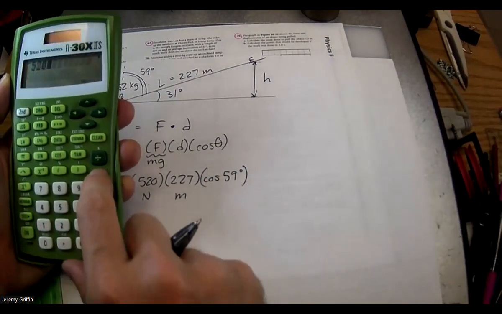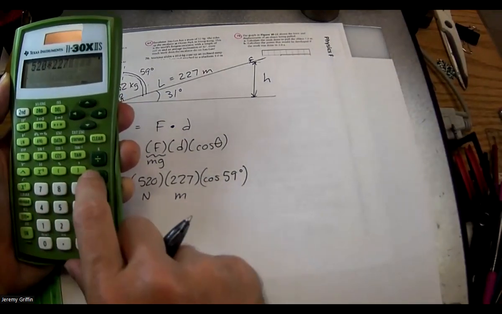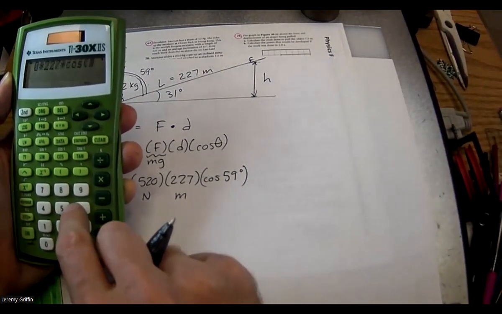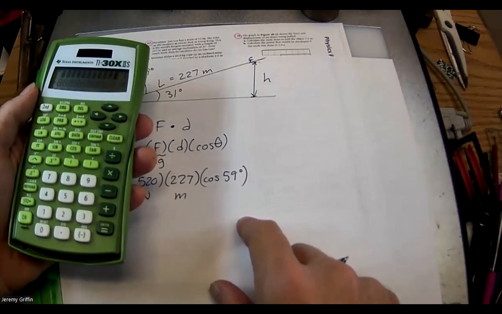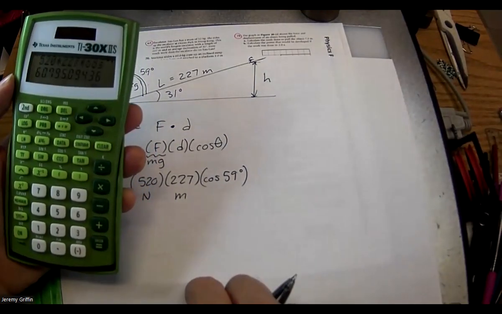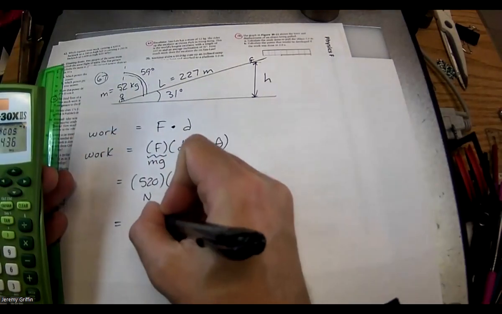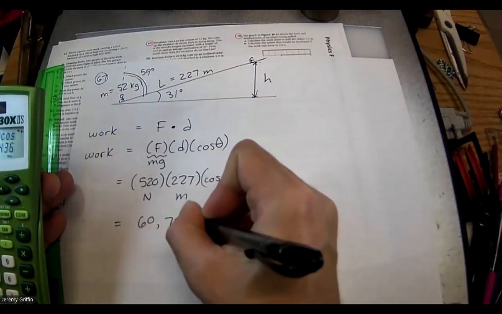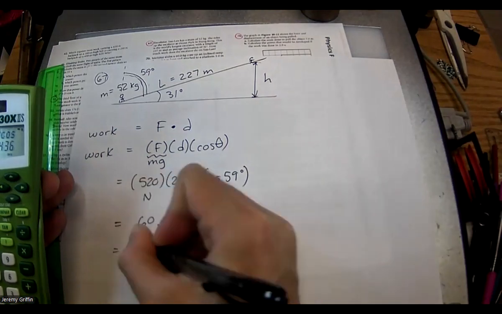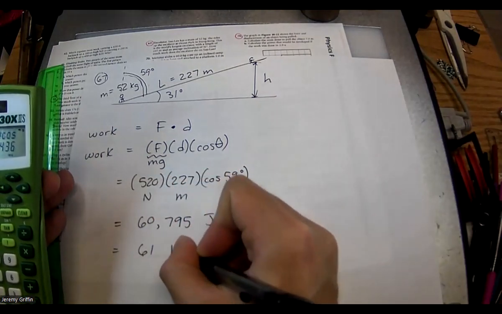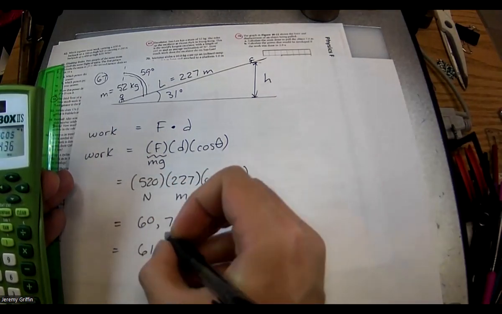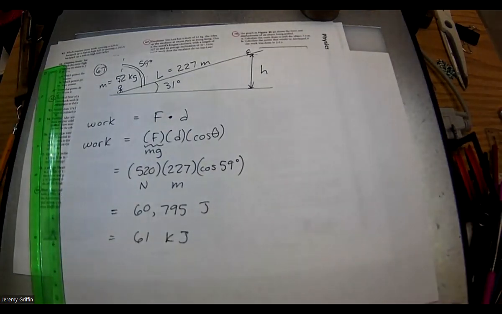So it's 520 Newton weight, 227 meters distance, but cosine of 59 degrees between those two. So that's going to be 60,795 joules, or I could probably call that about 61 kilojoules. 61 kilojoules. Okay. Is that right?